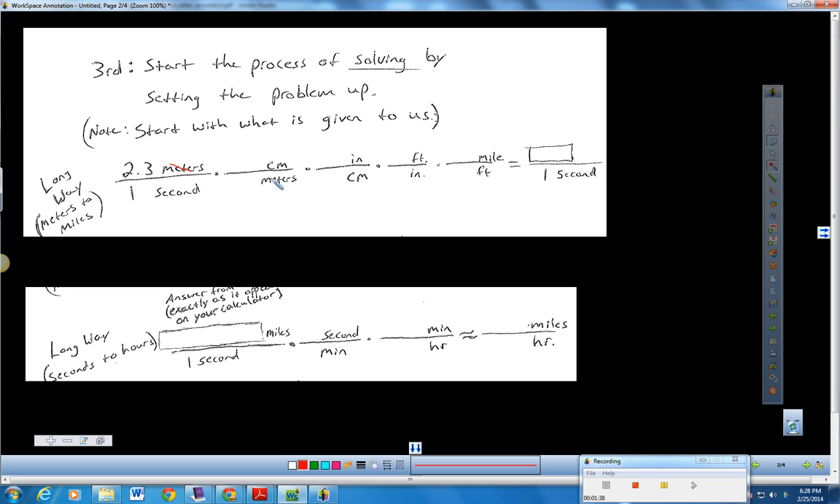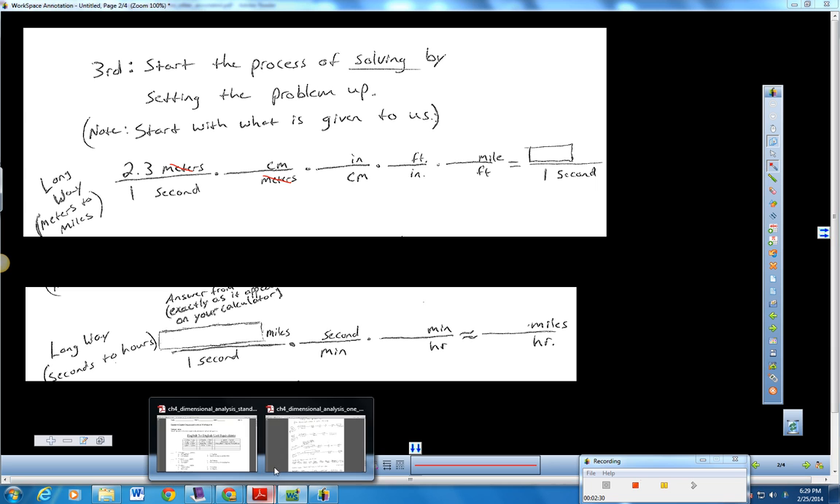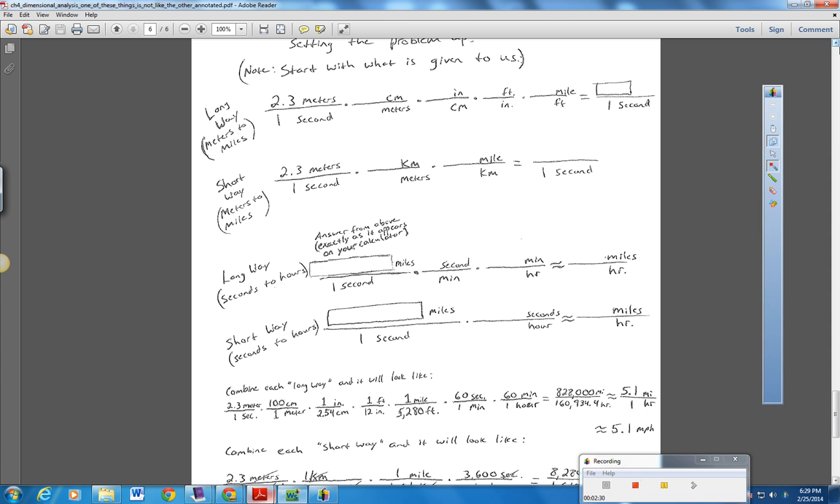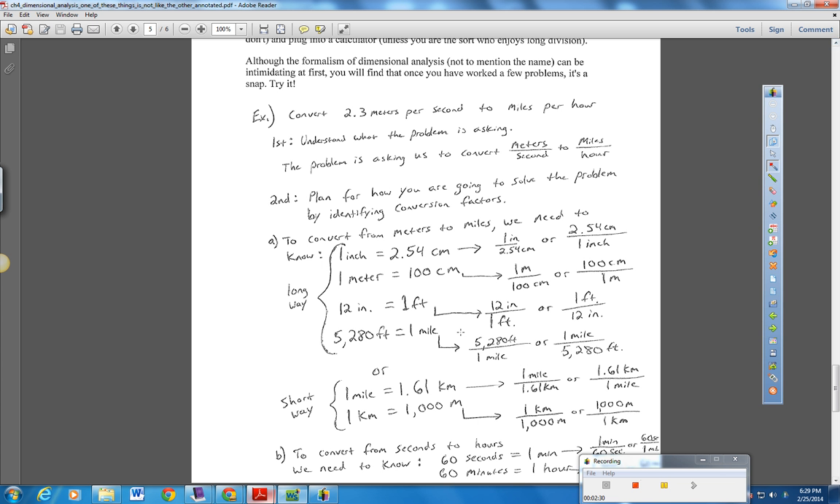The reason why I'm converting it to centimeters is because the big conversion factor, my crossover conversion factor right here, is 2.54 centimeters per inch. But let's get started with what we're doing right now. I have meters per centimeter. If I look at my conversion factors on this page, I see that in 1 meter there are 100 centimeters.